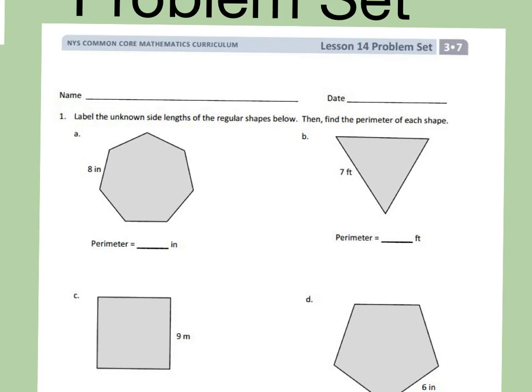Okay, boys and girls, now it is time for you to go back into Google Classroom and do your problem set on your own. So for your problem set today, you're going to label the unknown side lengths of the regular shapes below. Then find the perimeter of each shape.